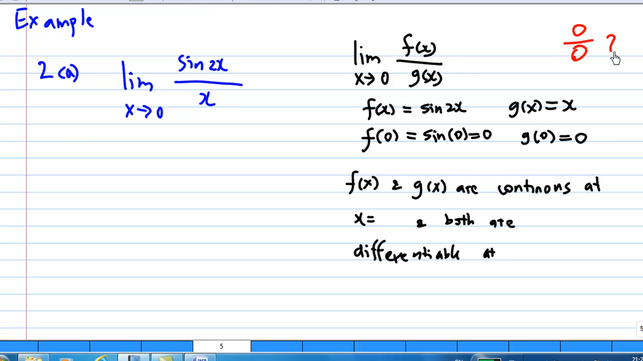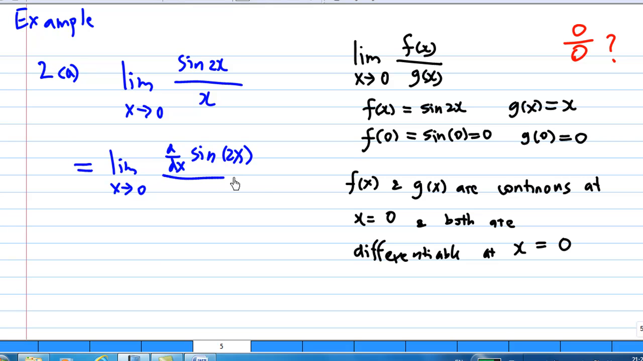And we know that f of x, g of x are continuous at the point x equals 0, and both are differentiable at the point x equals 0. Therefore, all the conditions required by L'Hopital's rule are satisfied. And so the limit we find is equal to the limit as x goes to 0 of the differentiation of sine 2x over the differentiation of x.